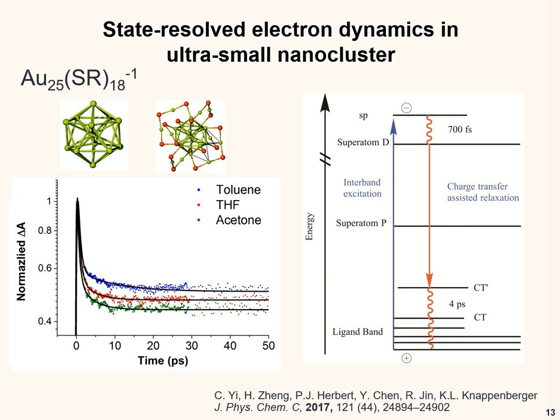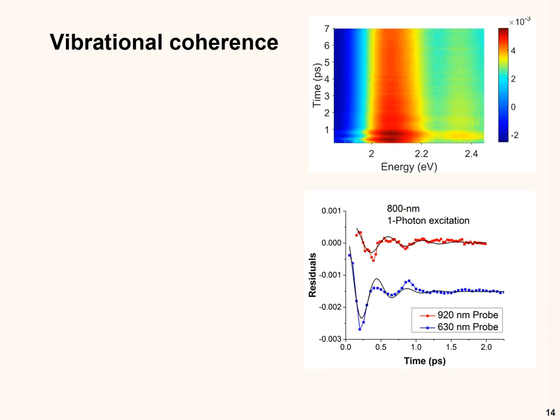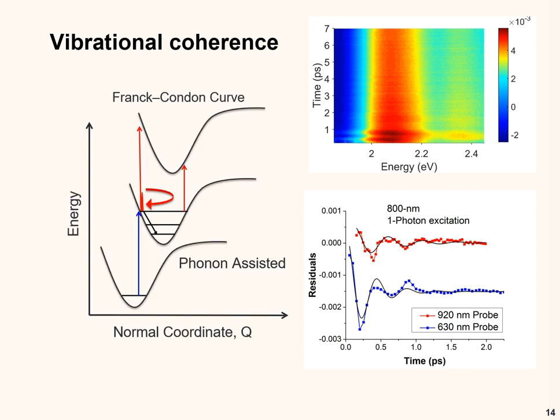According to the simulations my collaborators have done, there is a ligand band at the bottom, and the gold band, which is superatom D, belongs to the gold core. Excitation using 400 nanometers is called interband excitation. We are pumping electrons from the ligand band into this gold band. That's why there is a charge transfer state, and this relaxation is assisted by charge transfer. However, if we use low photon energies to excite the nanoparticle, which only promote electrons from the gold band P into the gold band D, we do not see any solvent dependence.